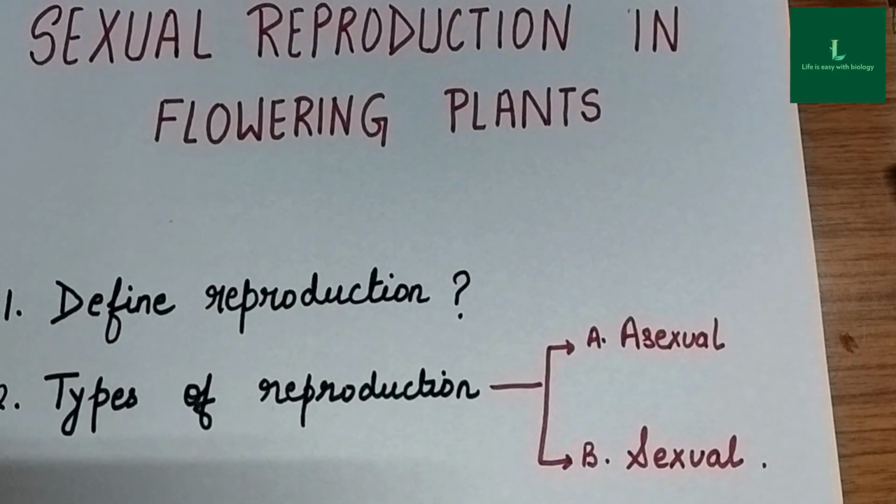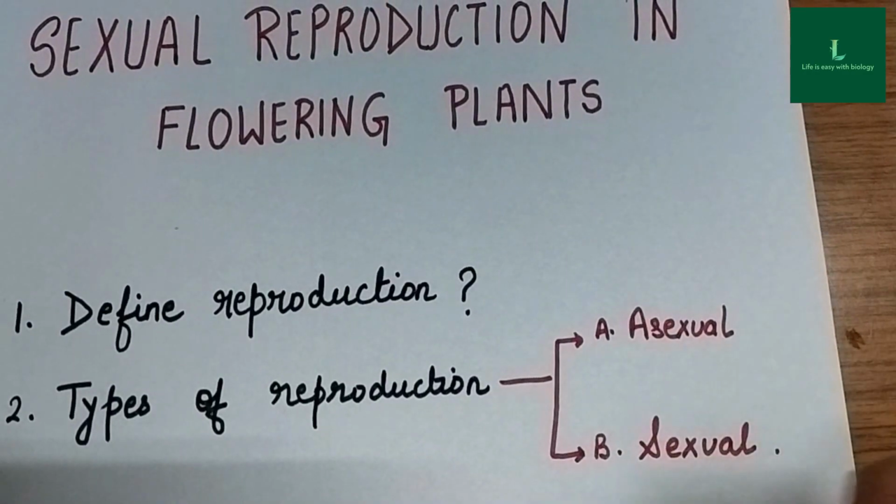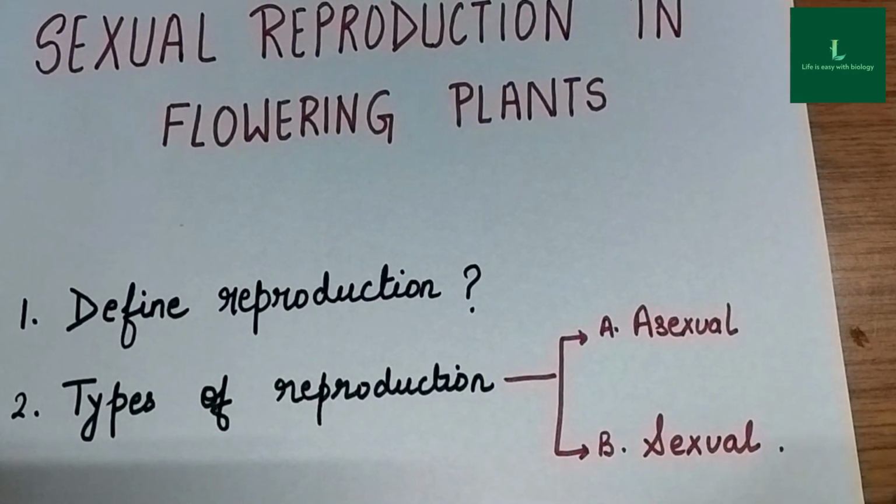Let's begin with the very first chapter in your 12th standard syllabus, Sexual Reproduction in Flowering Plants. Students, before studying any chapter, you must understand the terms present in the chapter. Fine. So first of all, you need to understand what reproduction is. Reproduction is the biological process by which an organism gives rise to young ones similar to itself.